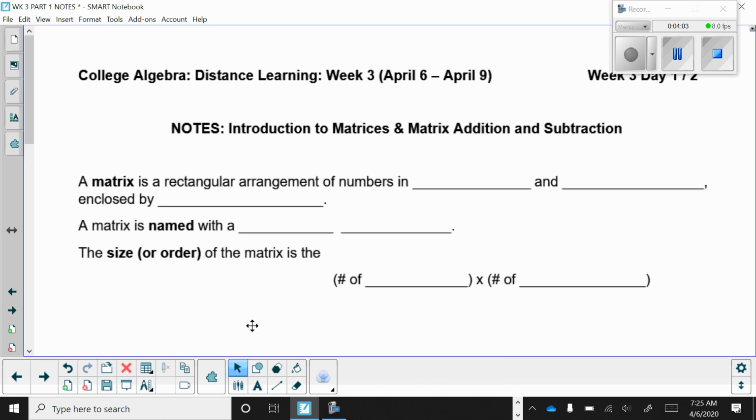So this first bit of notes isn't doing any math, it's just introducing you to the basic vocabulary and ideas behind matrices. And these are words we'll be using regularly throughout the unit. So you want to get as familiar with them as you can, as quickly as you can. So the first one is just the basic word matrix.